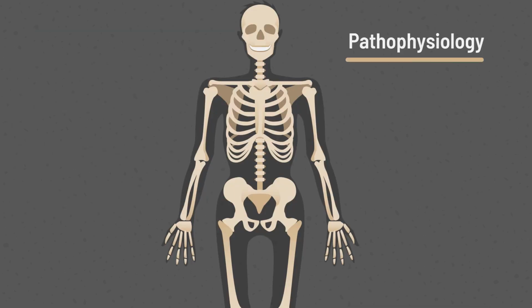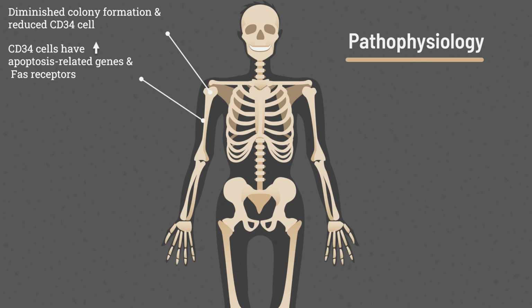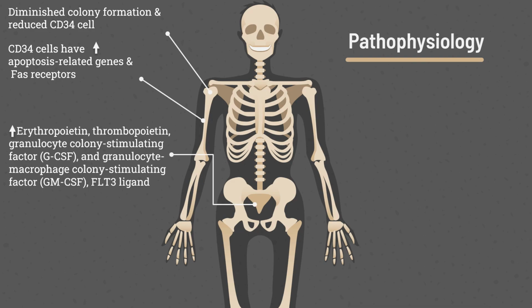Pathophysiology. Acquired aplastic anemia is caused by a deficiency of hematopoietic stem cells. Patients with this condition have diminished colony formation and reduced CD34 cell population in the bone marrow. CD34 cells have increased expression of apoptosis-related genes and FAS receptors. Although bone marrow stromal cells are healthy and able to generate high levels of erythropoietin, thrombopoietin, granulocyte colony-stimulating factor, granulocyte macrophage colony-stimulating factor, and FLT3 ligand, the use of growth factors typically does not effectively treat the cytopenias associated with acquired aplastic anemia.